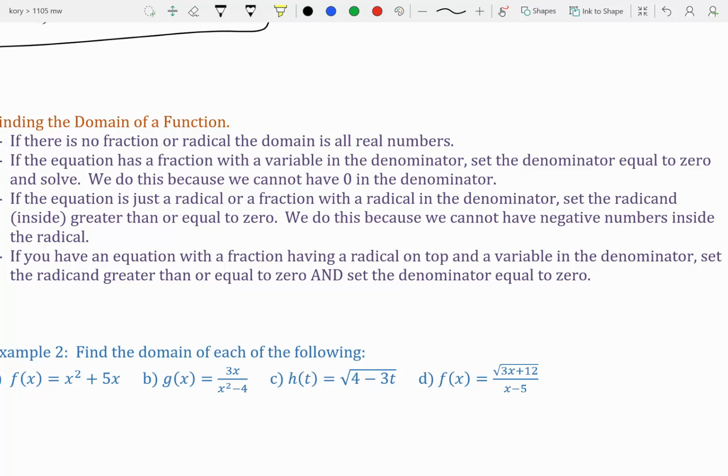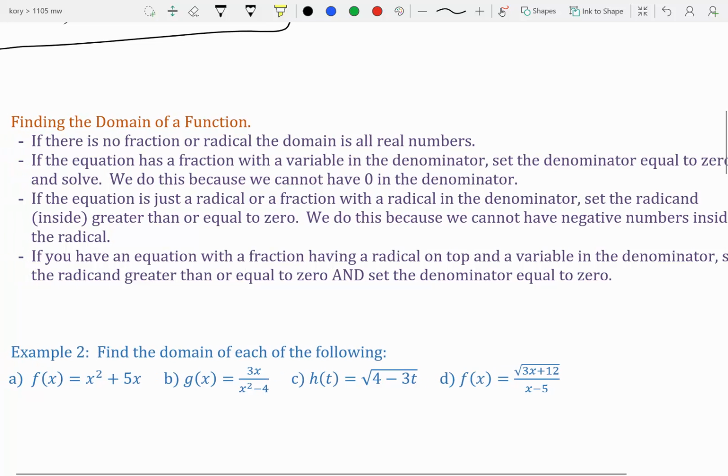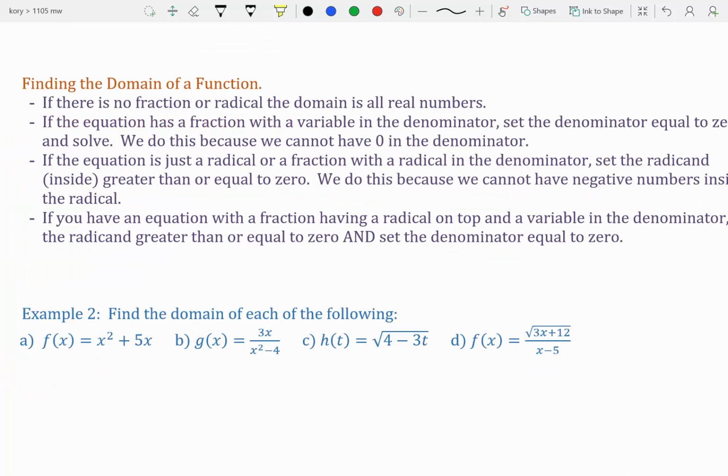If the equation is just a radical or a fraction with a radical in the denominator, set the radicand, that's the inside, greater than or equal to 0. We do this because we cannot have negative numbers inside the radical. If you have a fraction with a radical on top, the numerator, and a variable in the denominator, you set the radicand greater than or equal to 0 and set the denominator equal to 0. So we have an example of one of each.